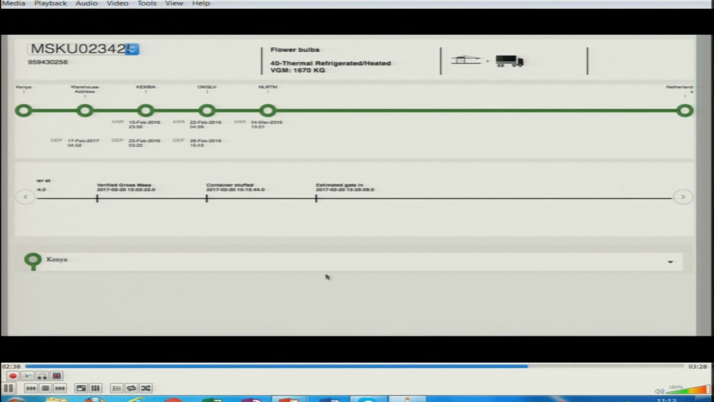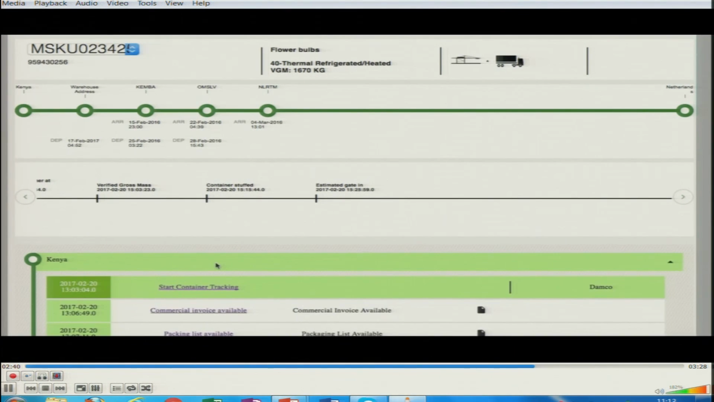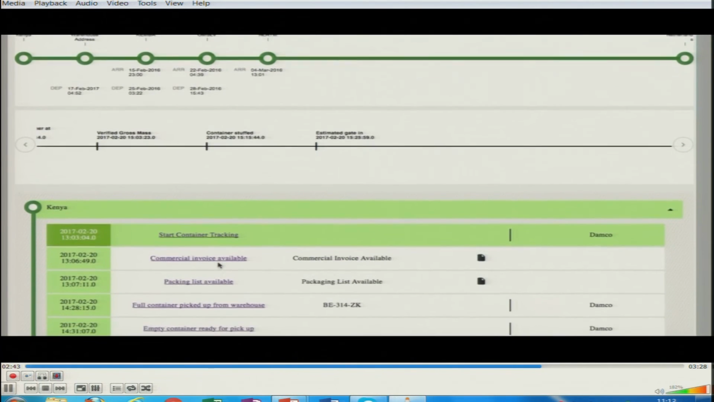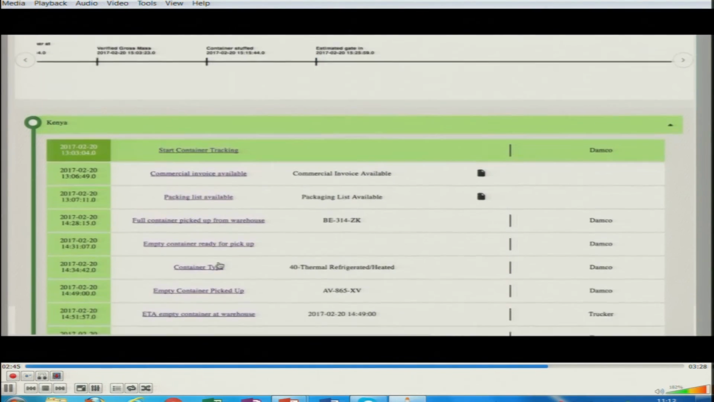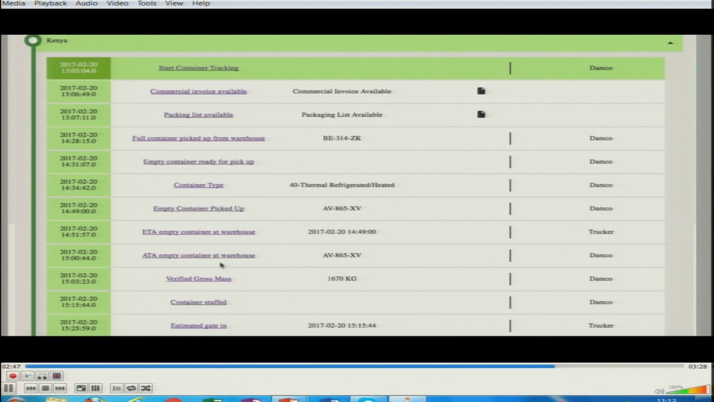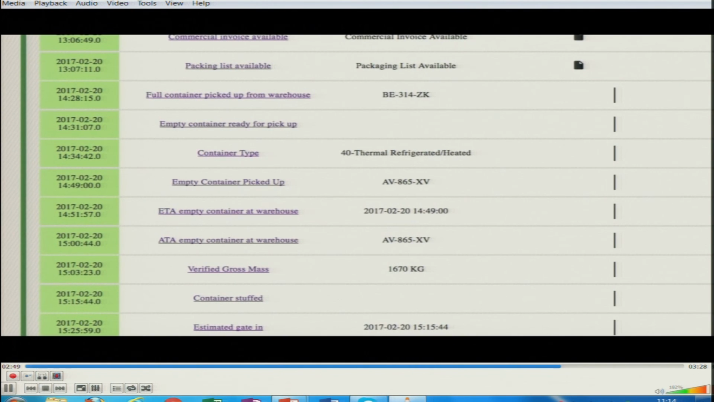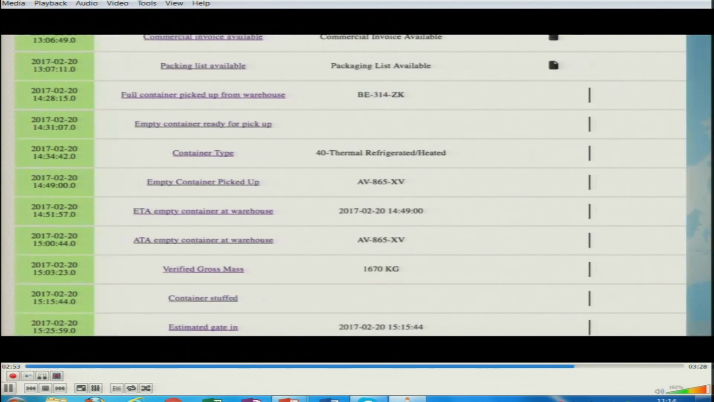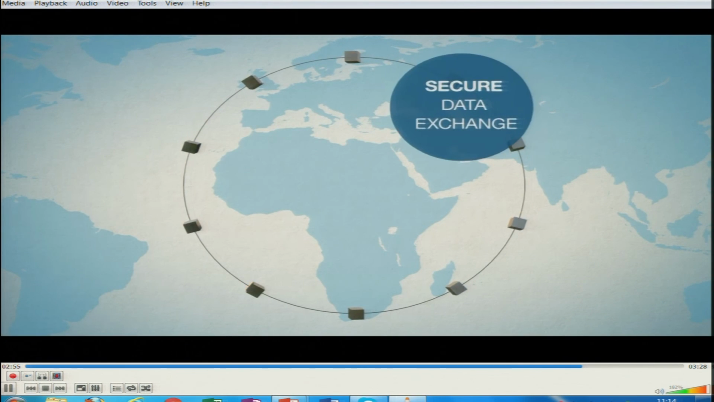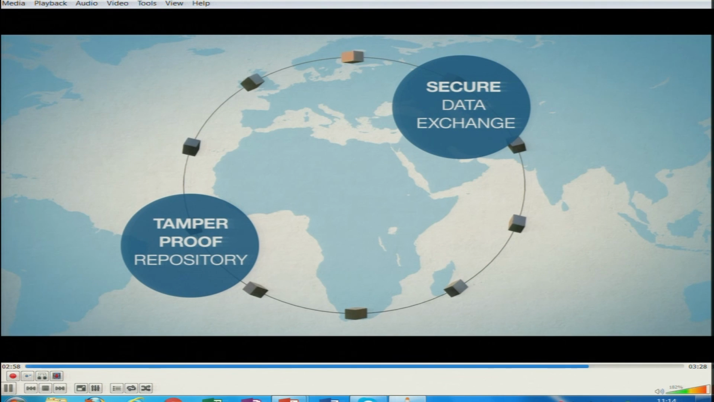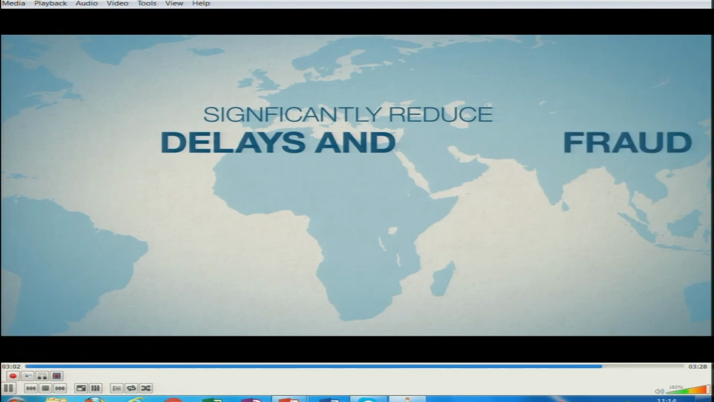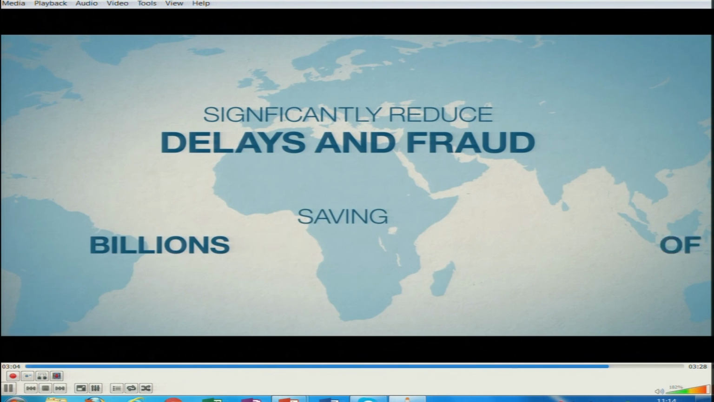All actions relating to the documents and the physical goods are captured and shared: which documents were submitted, when and by whom, where the flowers are and who is in possession of them, and the next steps in their journey. Flowers are perishable, so it's crucial that there are no delays or missteps. Blockchain provides secure data exchange and a tamper-proof repository for these documents and shipping events. This system could significantly reduce delays and fraud, saving billions of dollars annually.